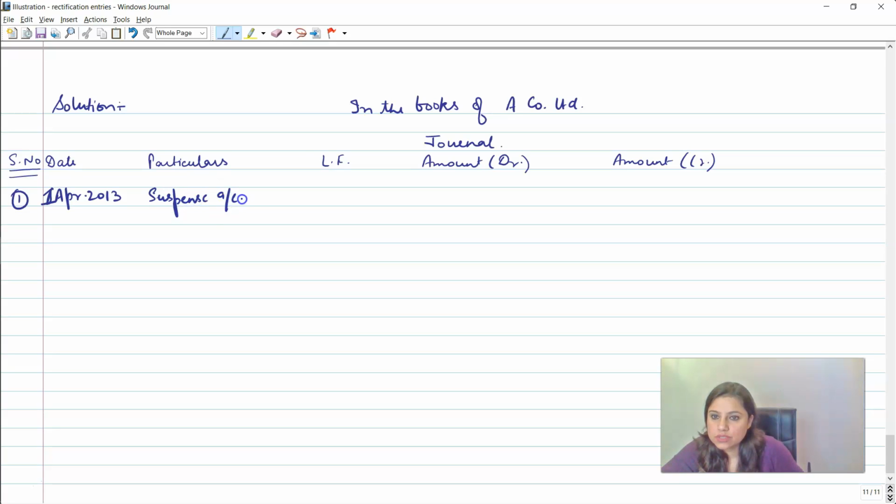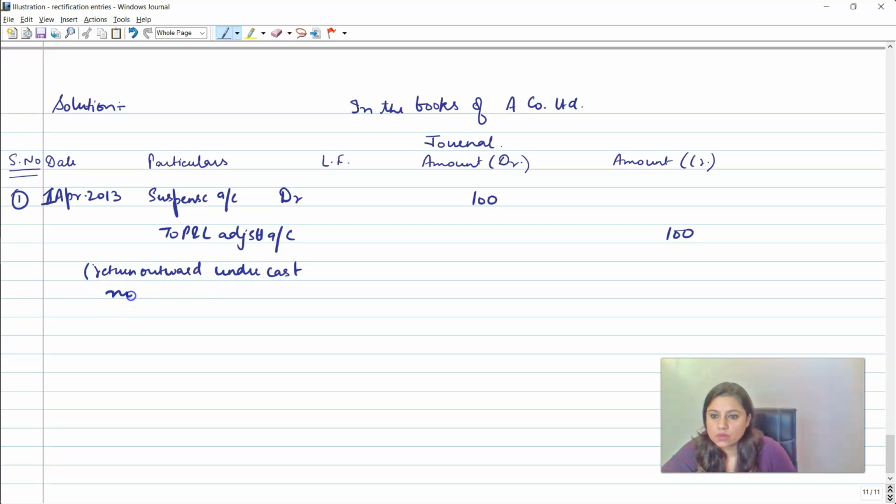Suspense account debit to P&L adjustment account ₹100. Return outward undercast now rectified.